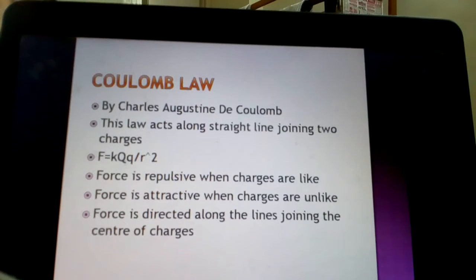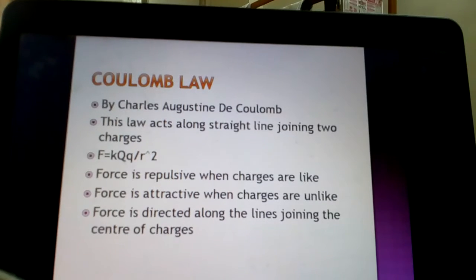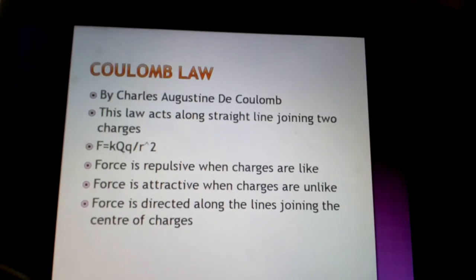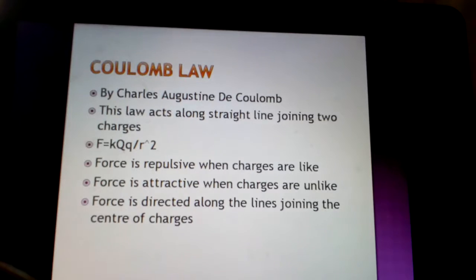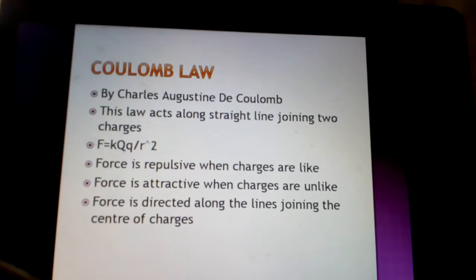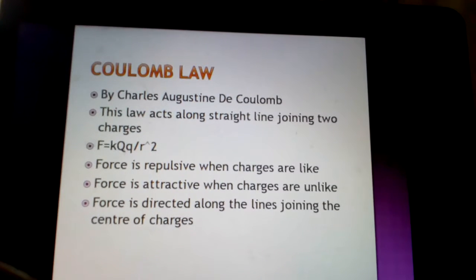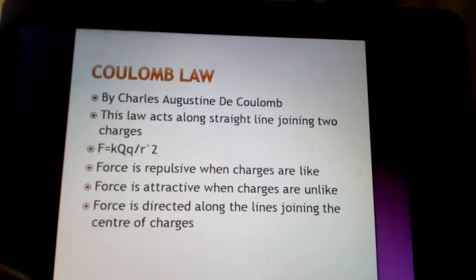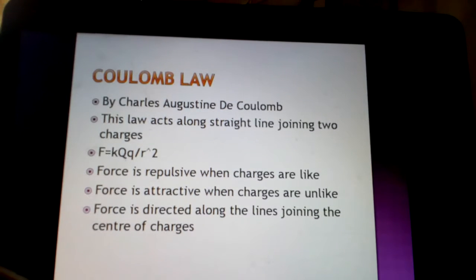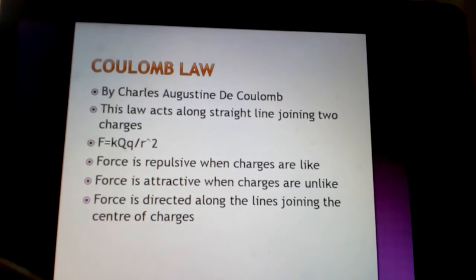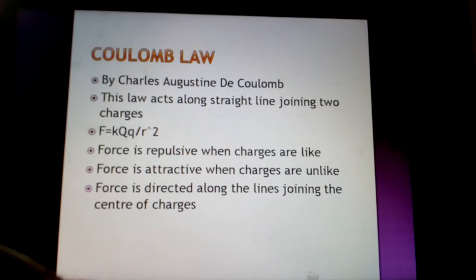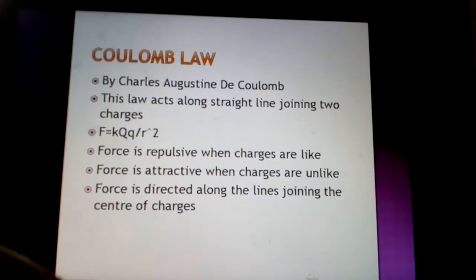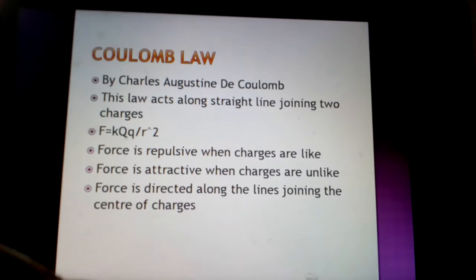Now we are going to study Coulomb's law, what Coulomb introduced. Coulomb's law was given by Charles Augustin de Coulomb, and this law acts along a straight line joining two charges. Remember this point, this is important. Coulomb's law says that F equals Q by R square. This is the formula of Coulomb's law.